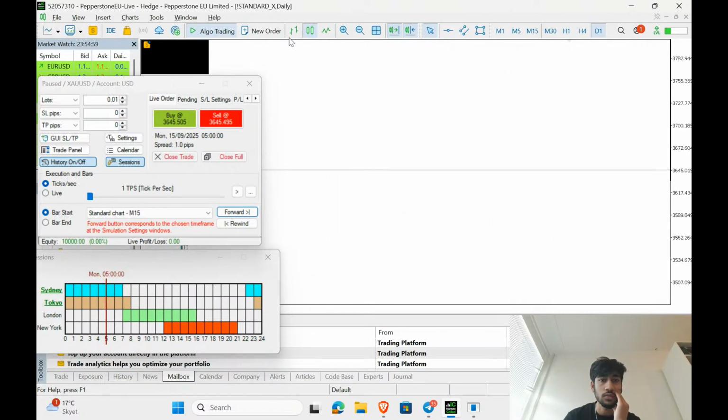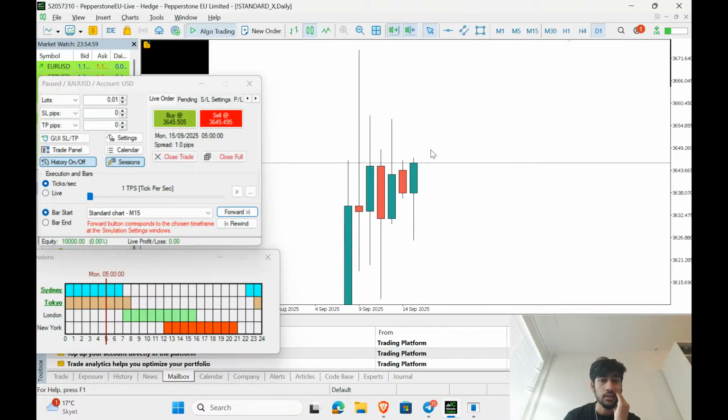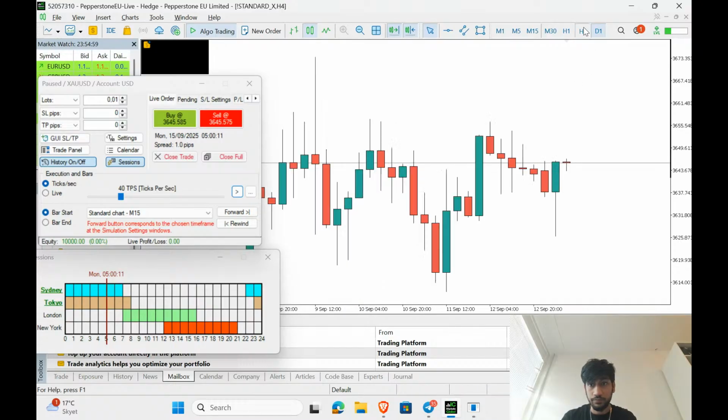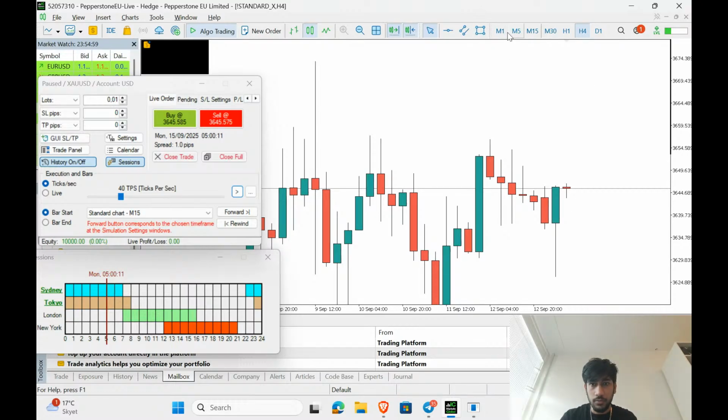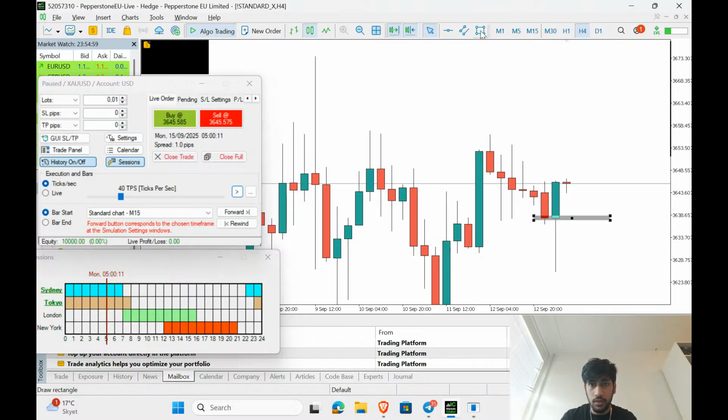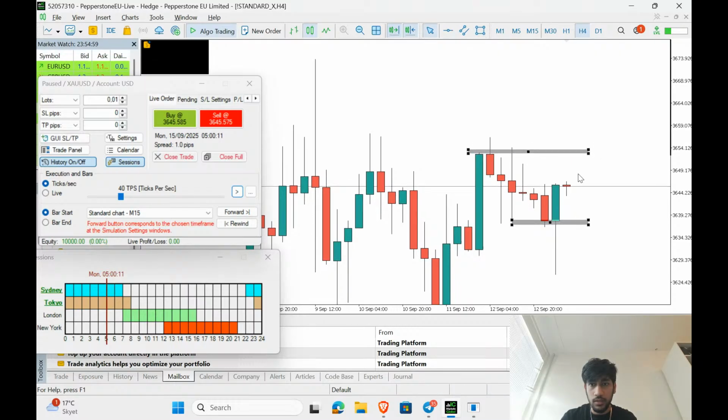The first thing we have to identify is to go to the daily time frame and see what the trend is. On the daily time frame, we are rejecting from support and approaching this resistance. On the 4 hour we found support, and we have this clean range where price can go.